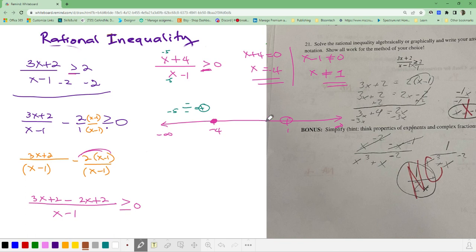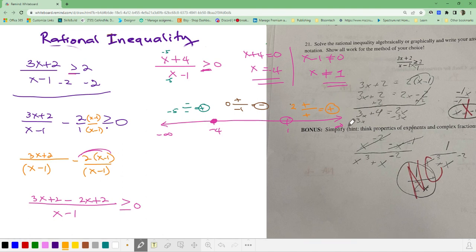Now, for the second one, negative 4 to 1, let's choose maybe 0. You can choose any number as long as it's between negative 4 and 1. Make it easy for yourself. All right, so 0 plus 4 is positive, divided by 0 minus 1 is negative. So all of these will be negative answers. From 1 to positive infinity, let's try 2. If that is 2, then 2 plus 4 is going to be positive. 2 minus 1 is also positive. Therefore, this is going to be a positive.